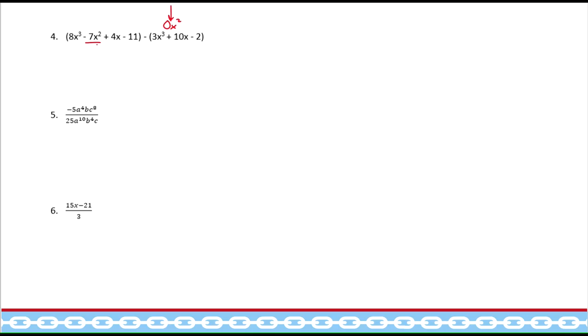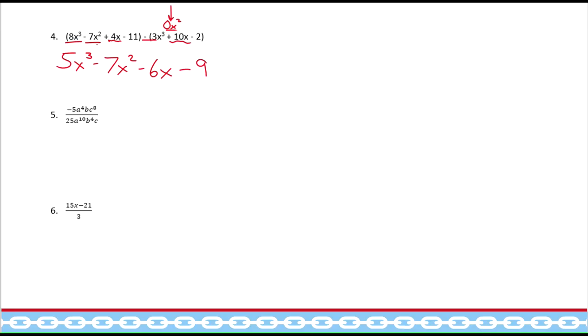Combining like terms with subtraction, I have 8x to the third minus 3x to the third gives me 5x to the third. And then the negative 7x squared minus 0x squared is negative 7x squared. Looking at the x's, right here I have 4x minus a 10x would be negative 6x. And then negative 11 minus a negative 2, so I have that double negative there on the 2. So negative 11 plus 2 would be negative 9.